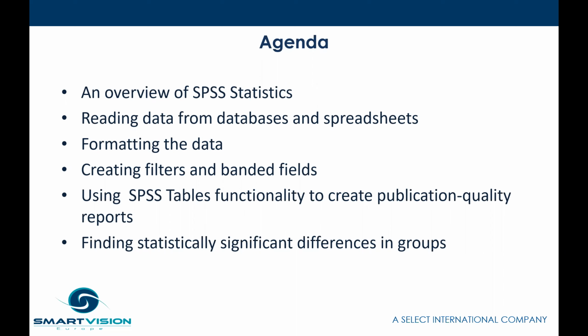and then a couple of procedures around working with data, such as creating new fields, like a banded field, like age group from age, and creating filters in the data, so you're selecting a subset. Then we're going to look at creating publication tables using the tables module to create different types of publication quality reports.